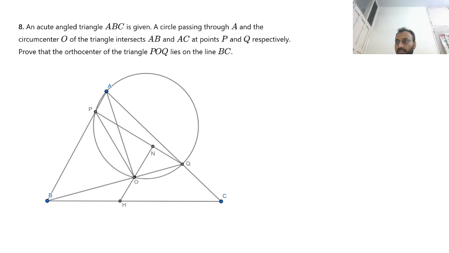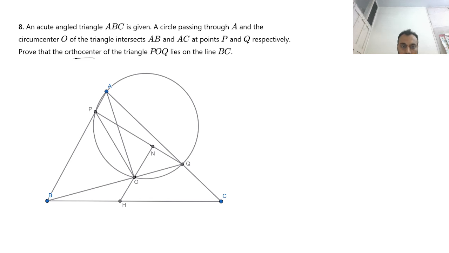There are infinitely many circles we can draw passing through A and O. So let's say we draw any random circle passing through A and O which intersects AB and AC at P and Q. And we have to prove that the orthocenter of triangle POQ lies on the line BC.